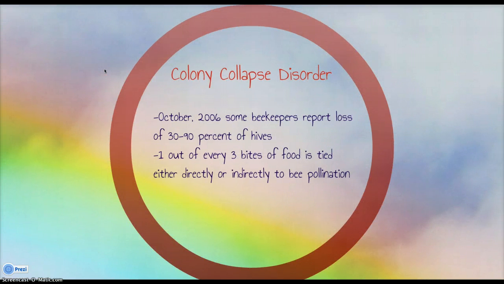Something that we have been realizing in the past few years, since about 2006, is something called colony collapse disorder, where beekeepers are reporting a loss of 30 to 90% of their hives. And it is said that 1 out of every 3 bites of food is tied either directly or indirectly to bee pollination. So if we don't have bees pollinating our fruits, then it's going to severely impact our agriculture, and we need to seriously consider the impacts of something like that and determine what is causing this colony collapse disorder.